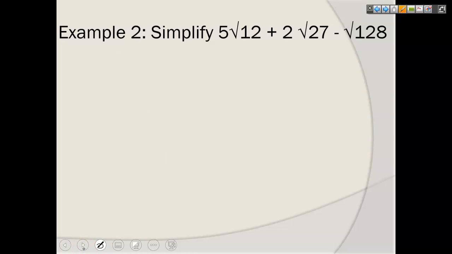Alright, 5 square roots of 12, 2 square roots of 27, and the square root of 128. Each of those are divisible by perfect squares, so each of them needs simplified in order to determine if any of our terms are like. So 12 is 4 and 3, 27 is 9 and 3, 128.